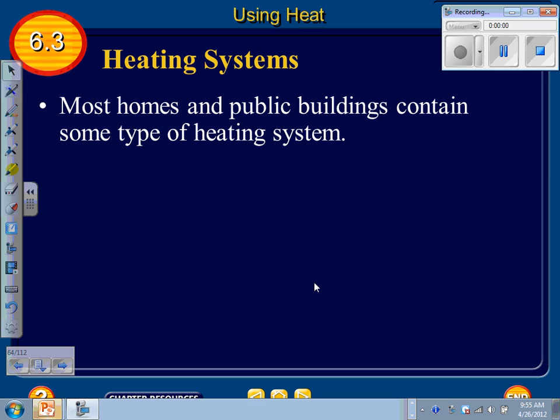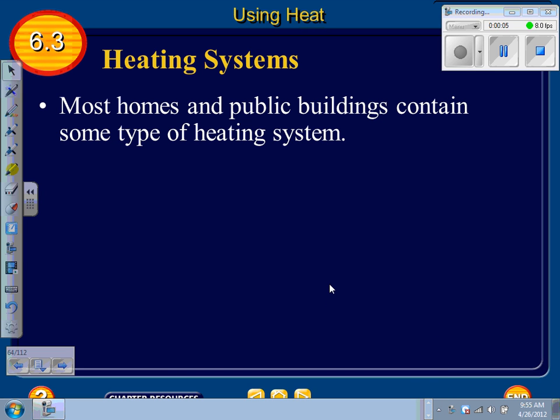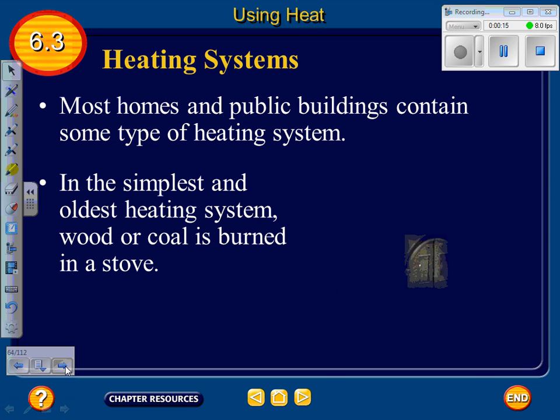To begin the lecture notes for Section 3 of Chapter 6. In Section 3, we're going to look at heating systems, and that might be in your house or in a building. Most homes and public buildings contain some type of heating system.